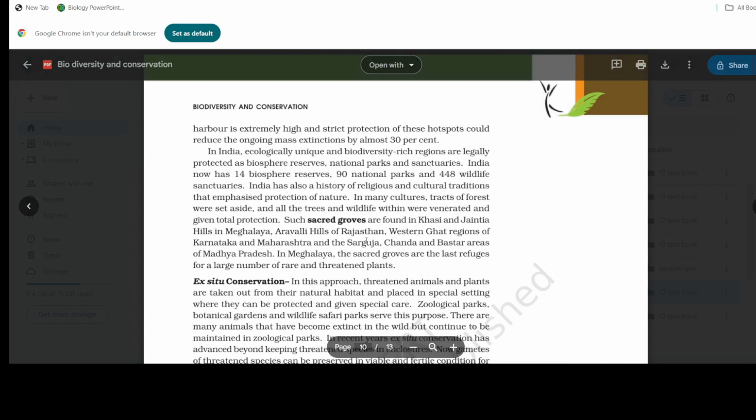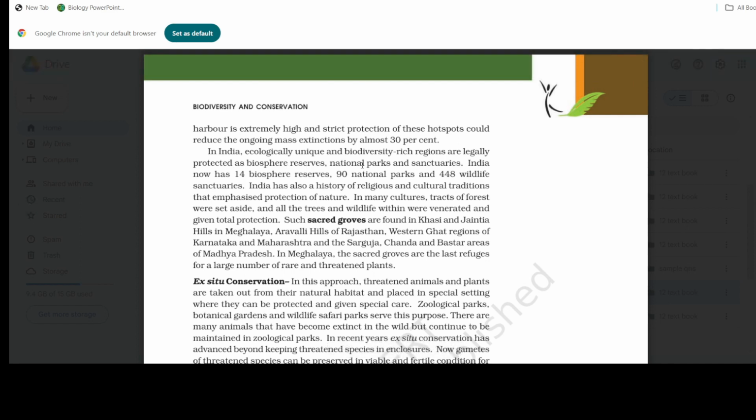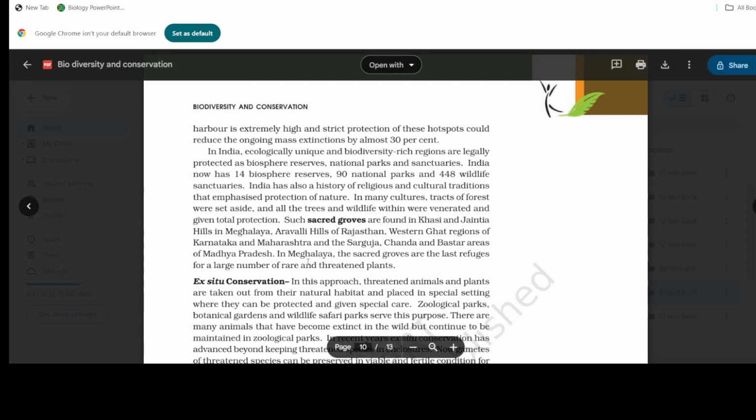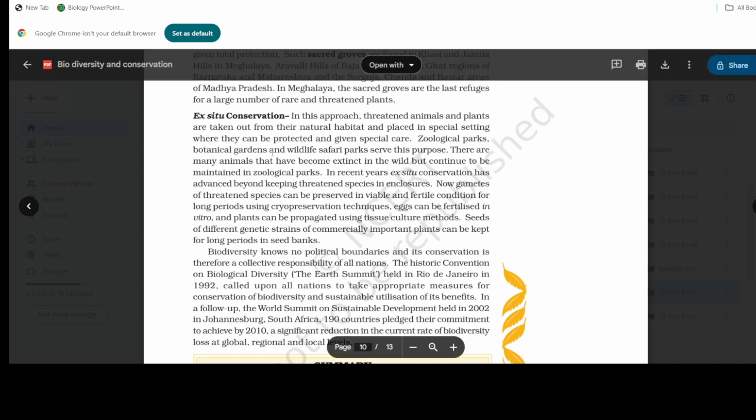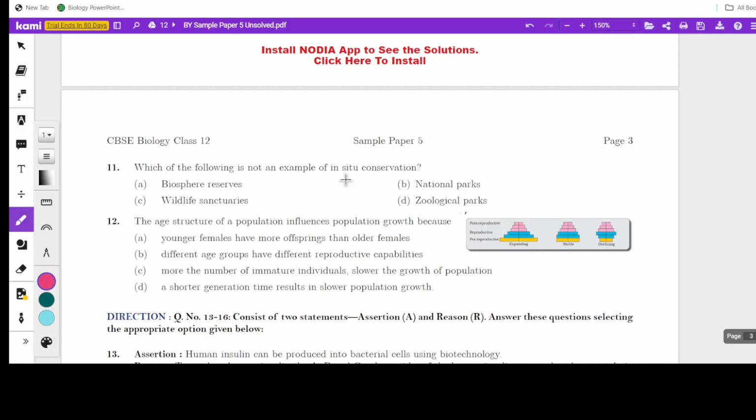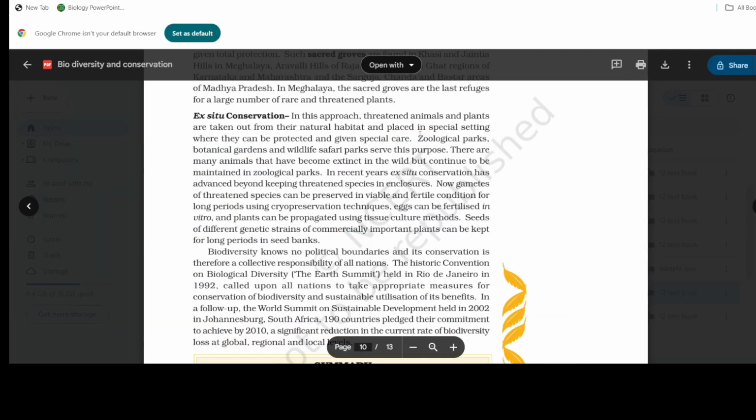The examples of in situ conservation: legally protected as biosphere reserves, national parks, sanctuaries, sacred groves. Whereas ex situ: zoological parks, botanical gardens, wildlife safari parks. Let's see the question. They have asked for in situ conservation. So in situ conservation: biosphere reserves, wildlife sanctuaries, national parks, yes, and zoological parks come under ex situ, right? So which is not the correct option?